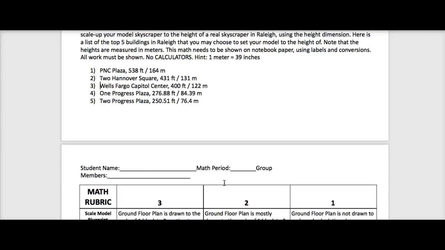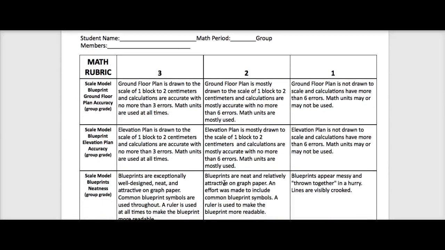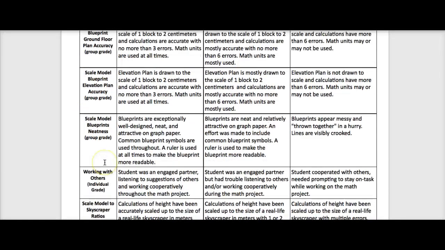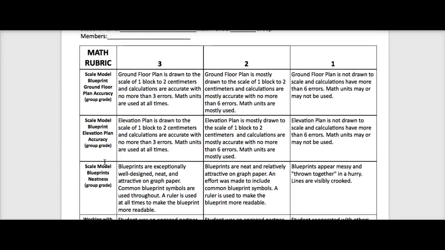So what your rubric looks like is here. The top 3 parts are group grade, the bottom 2 are individual. The first thing is your scale model blueprint ground floor plan accuracy. For 3 points, your ground floor plan is drawn to the scale of 1 block to 2 centimeters, and calculations are accurate with no more than 3 errors. That means your doors, the walls, the windows, everything is to the right scale of 1 block to 2 centimeters. That's your first proportion, your first ratio.